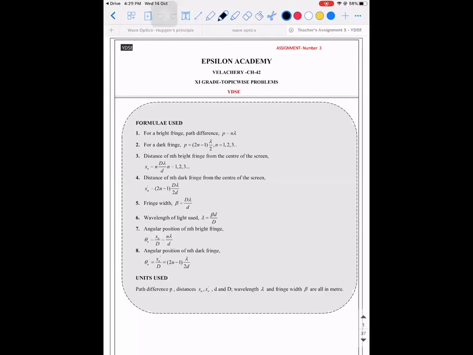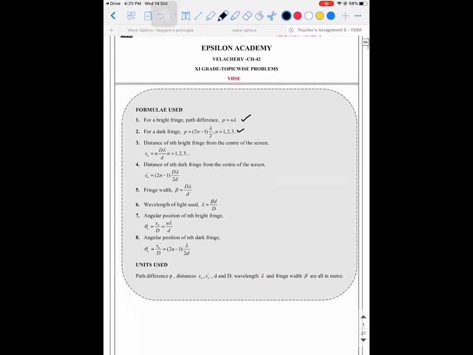So just to recollect, the condition for bright fringes, path difference is n lambda. For dark fringe, did you observe they've given (2n minus 1) lambda by 2? But you can use (2n plus 1) also, that's up to you. The distance of the nth bright fringe from the center is x_n = n lambda D by d. The distance of the nth dark fringe from the center is x_n' = (2n minus 1) lambda D by 2d. Fringe width is beta = lambda D by d. Then lambda is equal to beta d by D.